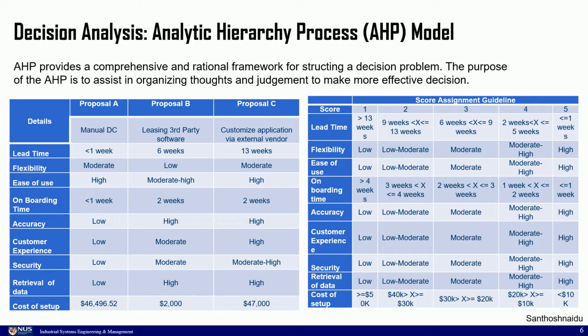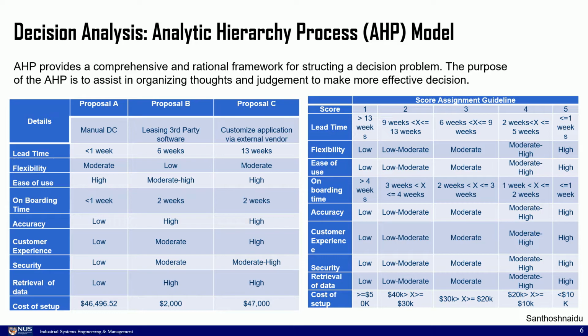The seventh one is security of data. It includes leakage of data and loss of data during transportation. Proposal A is considered low and Proposal B considered moderate. Proposal C considered moderate high. The application is done in-house, so there is low risk of data leakage and loss of data.